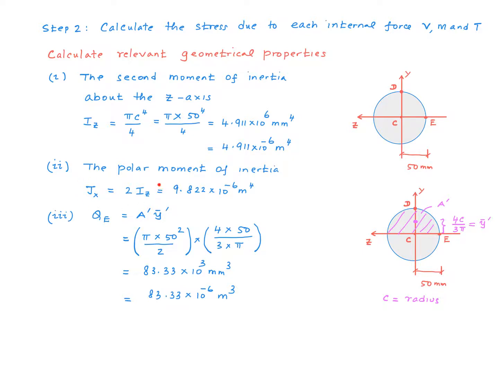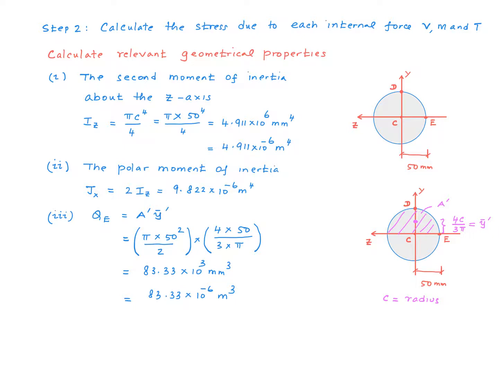The polar moment of inertia for a circle is twice as much as the second moment of inertia, so that is 9.822 times 10 to the minus 6 meter to the power of 4. Now we need a value for capital Q. What do we do? We draw a line through the point, and in this particular case it's point E, parallel to the z-axis. So in this case you can see it turns out to be the z-axis, right? Now you use either the top part or the bottom part to calculate this quantity. Here I have chosen the top part.